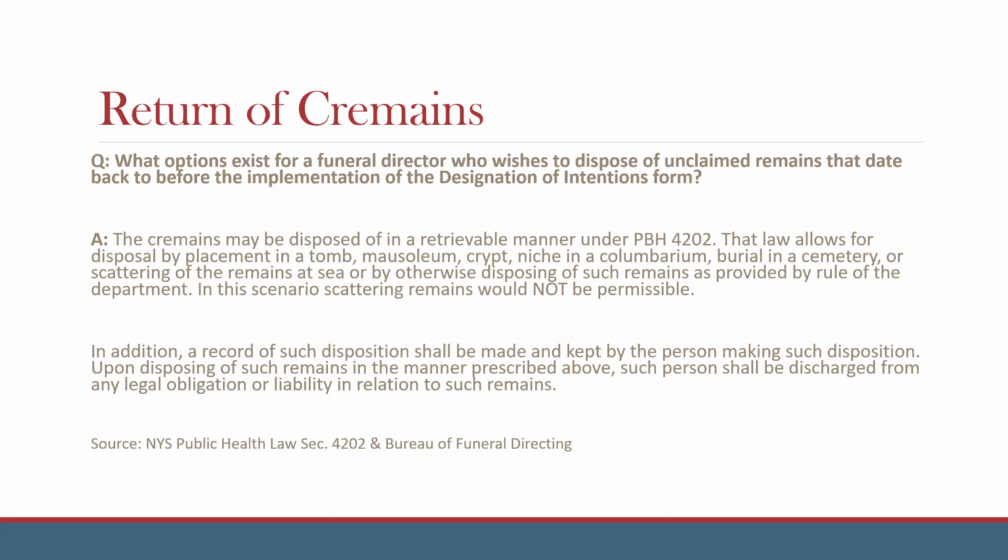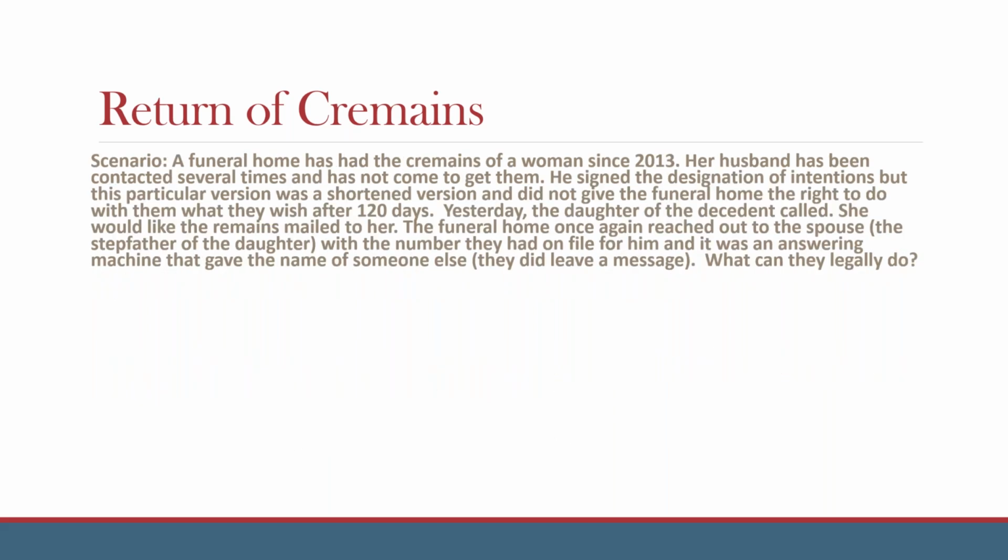Okay, another scenario. A funeral home has had the cremains of a woman since 2013. Her husband has been contacted several times and has not come to get them. He signed the designation of intentions, but this particular version was a shortened version and did not give the funeral home the right to do with them what they wish after 120 days. Yesterday, the daughter of the decedent called. She would like the remains mailed to her. The funeral home once again reached out to the spouse, who happens to be the stepfather of the daughter, with the number they had on file, and got the answering machine that gave them the name of someone else, although they did leave a message. So what can they legally do at this point?